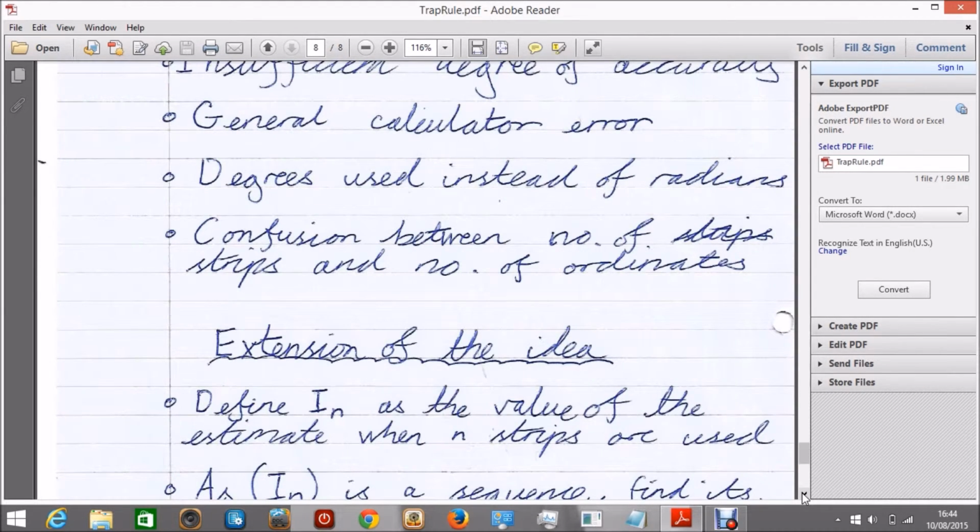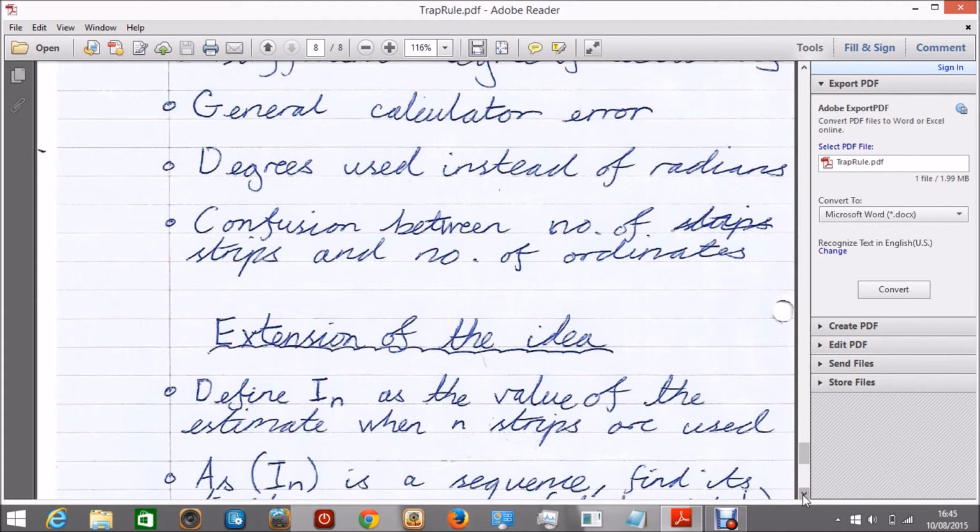This one, not as common, but I can imagine some people might do this. Confusion between number of strips and number of ordinates. The way I've denoted this, n is the number of strips, therefore you'd have n plus 1 ordinates. So for example, if the question asks you to use 5 ordinates, whatever you do, don't use 5 strips, because then you'll get a different answer. I'm not sure how harshly you'd be punished for that, but I'm assuming it would be classed as wrong.